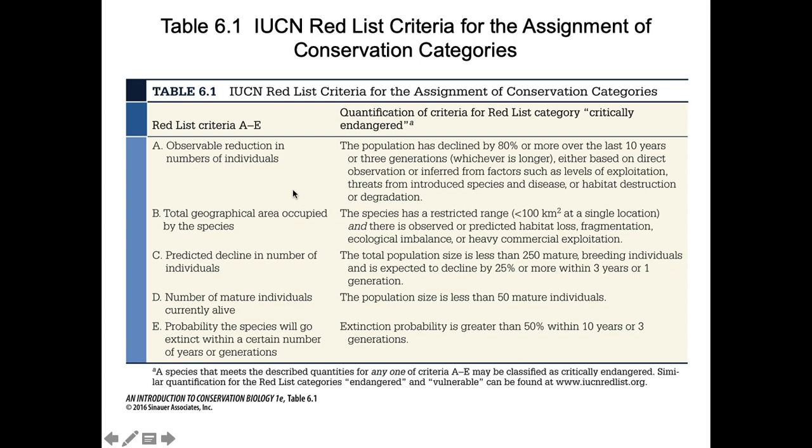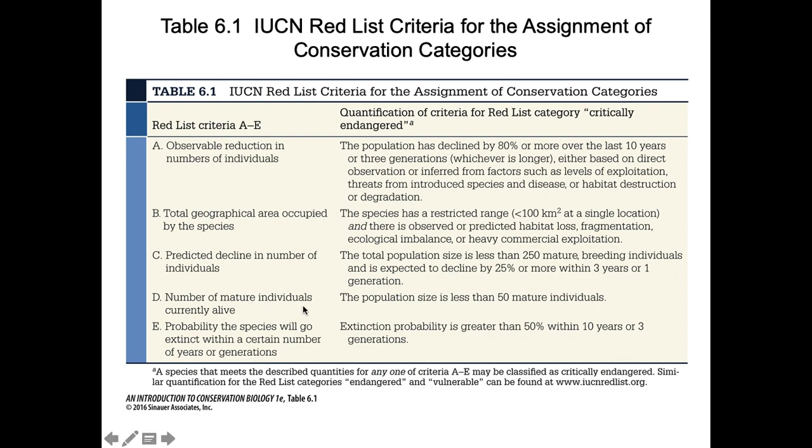They could also look at the total geographic area. If the species range is less than 100 kilometers squared at a single location, and there are observed threats like habitat loss, fragmentation, or exploitation, then it could be considered critically endangered. They could look at a predicted decline in number of individuals. And you can see some of these things might be determined by a population viability analysis. So the total population size is less than 250 mature breeding individuals and is expected to decline 25% or more within 3 years or 1 generation.